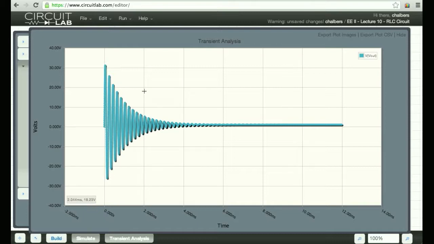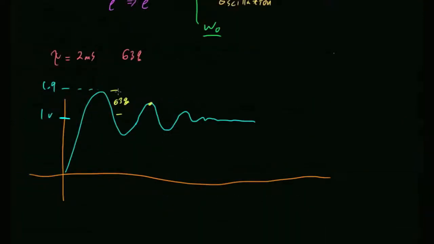So isn't it one time constant for 63%? Yeah. All right, and that's the calculation I did, right? So the total distance it has to decay, it's going to start at 1.9 and end at 1. So that means it has a total distance it has to go of 0.9. And in one time constant, it's going to decay 63% of that. So if you take 63% of 0.9, you get 0.567.